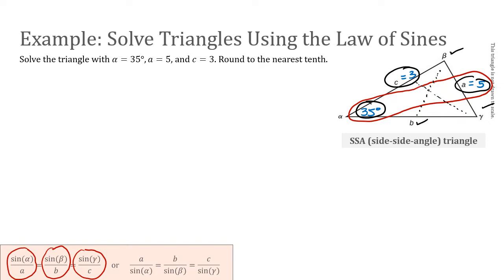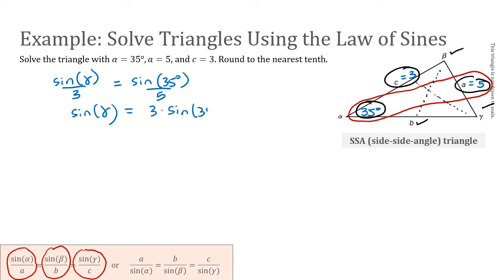So here's what I'm going to write. I'm going to say that the sine of gamma over side 3 is equal to my anchor being the sine of 35 degrees over side 5. I'm going to multiply both sides by 3, and that's going to get me the sine of gamma is equal to 3 times the sine of 35 degrees all over 5.